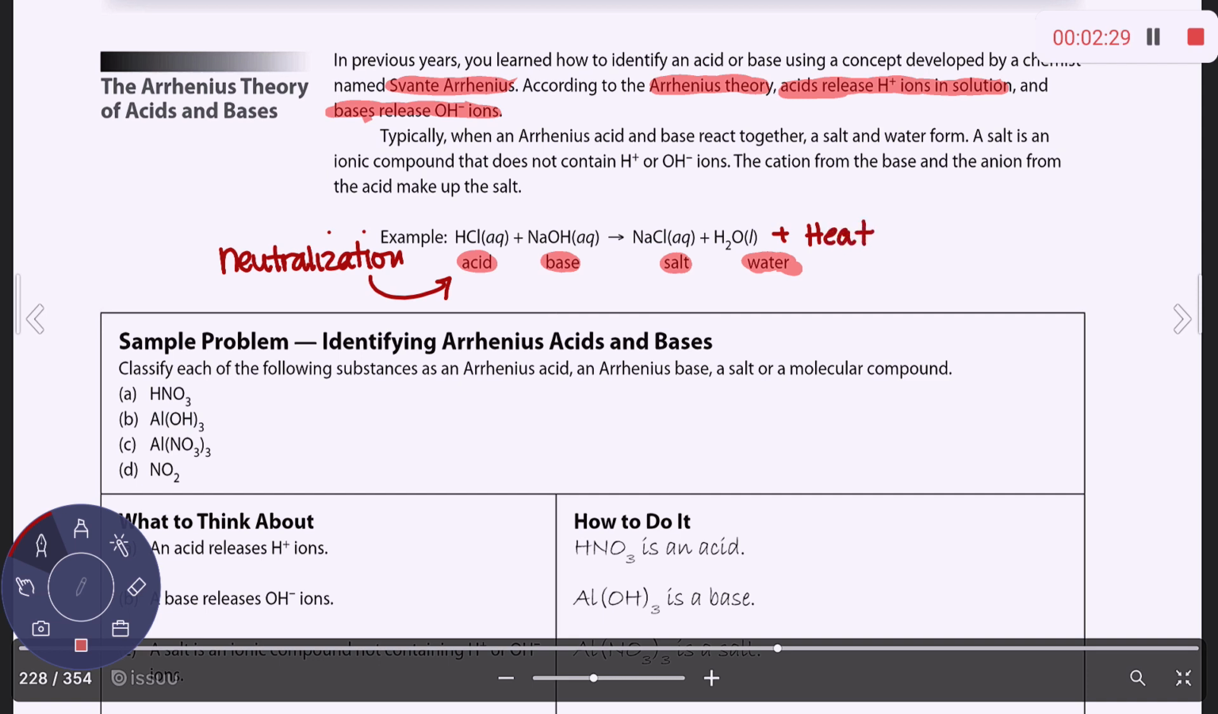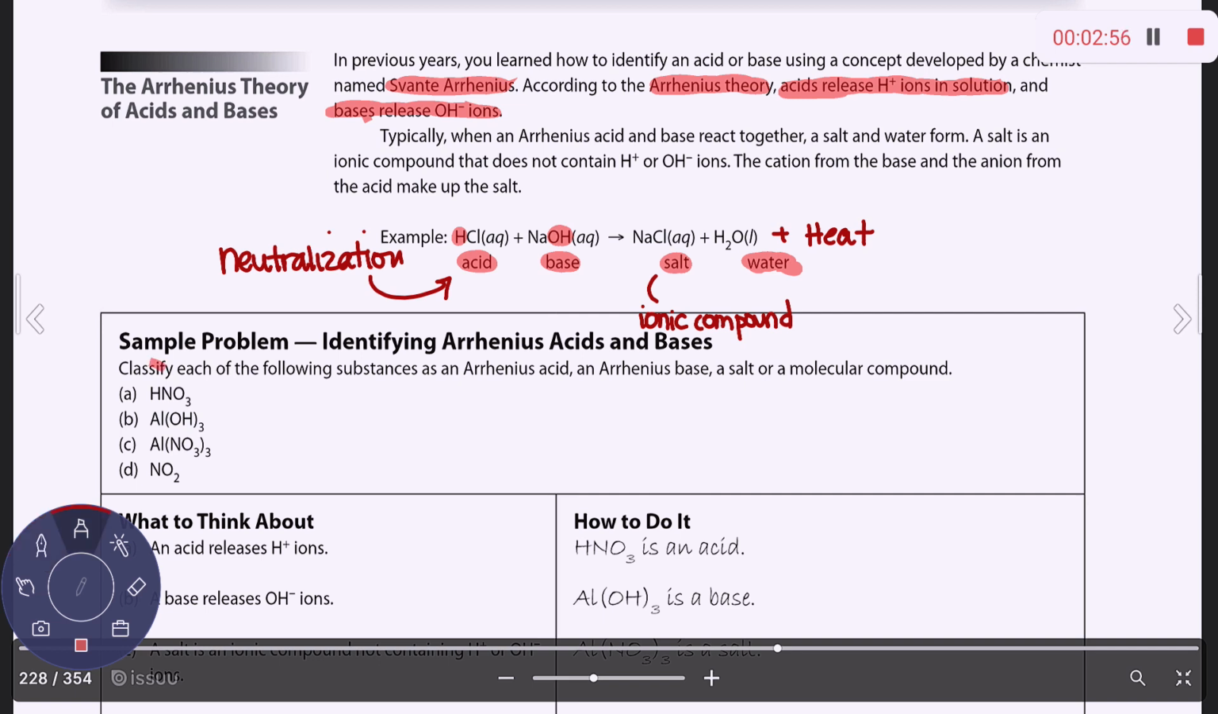And you know that acids will contain a hydrogen ion. Generally speaking, bases will contain a hydroxide ion. Salts are also ionic compounds. Remember, ionic compounds contain a metal or the ammonium ion, and then water is either written as H2O or HOH, doesn't matter. Now, let's take a look at a sample problem.